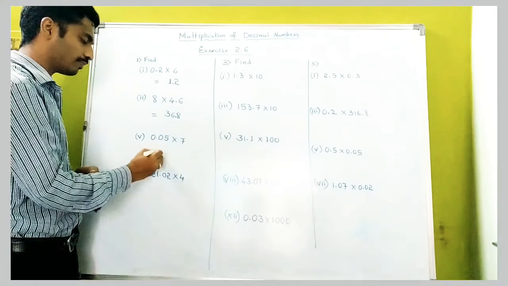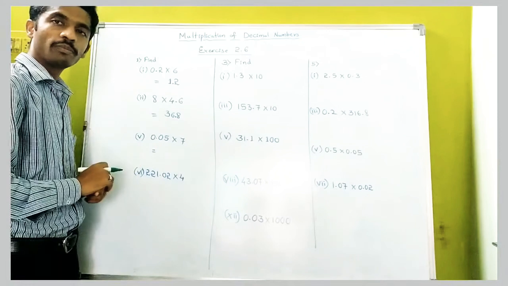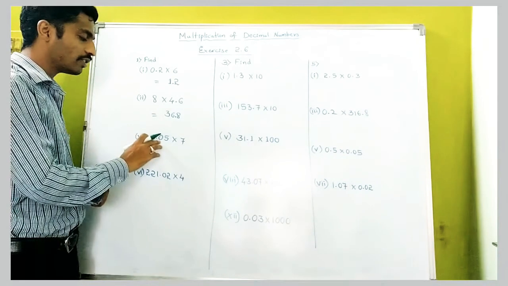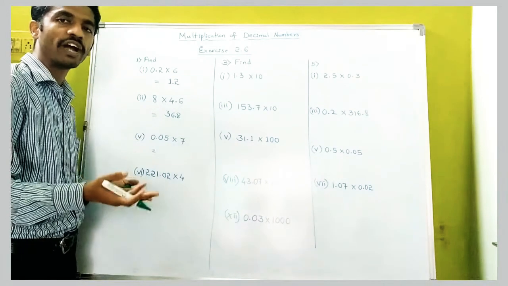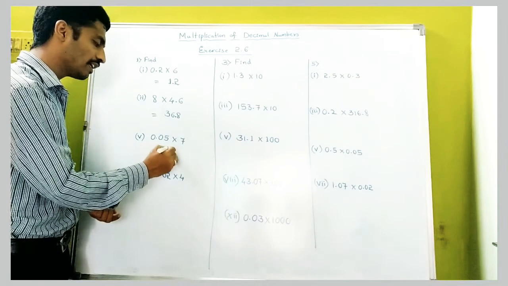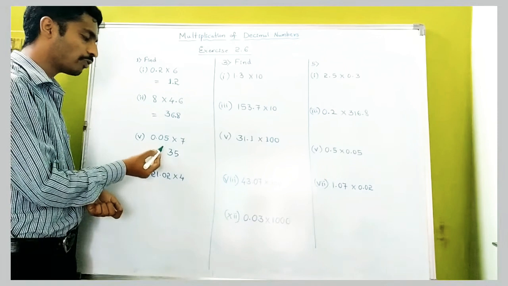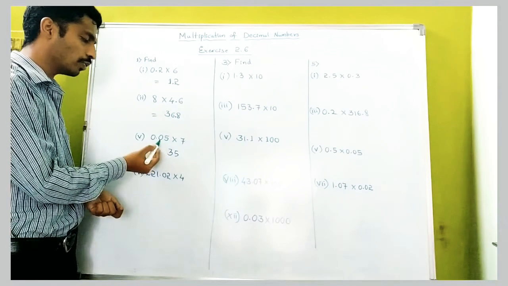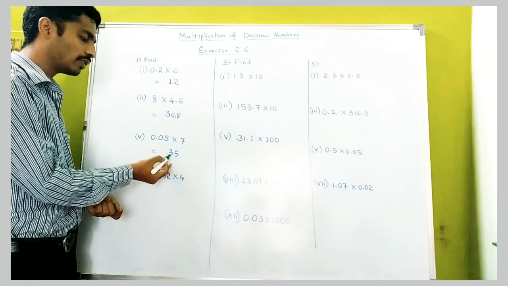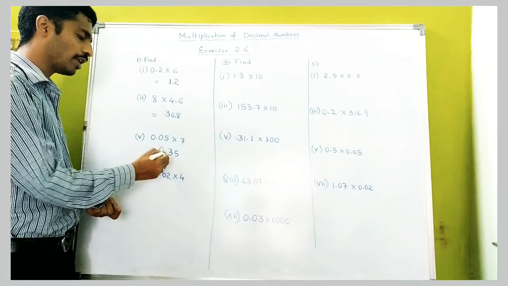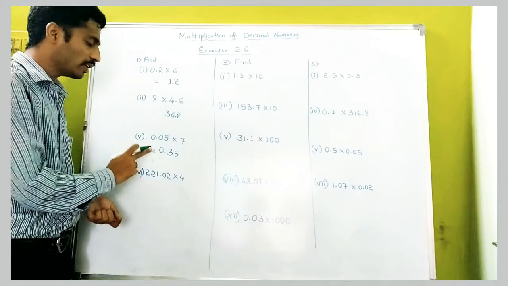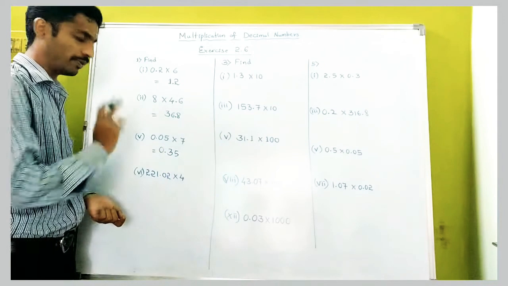Now here also ignore the point. Then we will get 0.5. 0.5 is nothing but 5. So 5 7s are 35. After how many numbers we have to put the point? See here 1, 2. So here also 1, 2. After two numbers put the point. So our answer will be 0.35.